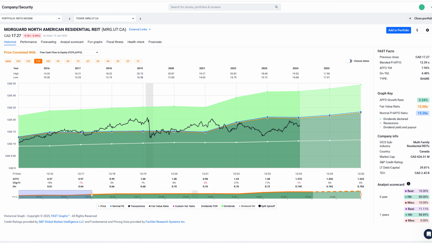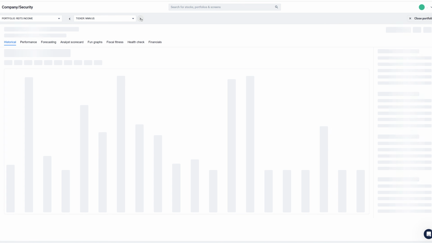Again, this is another Canadian REIT, and this is in Canadian dollars, by the way. And all these Canadian REITs, when they show CAD up here on FAST Graphs, that means it's in Canadian dollars. So for those Canadians, it's good.